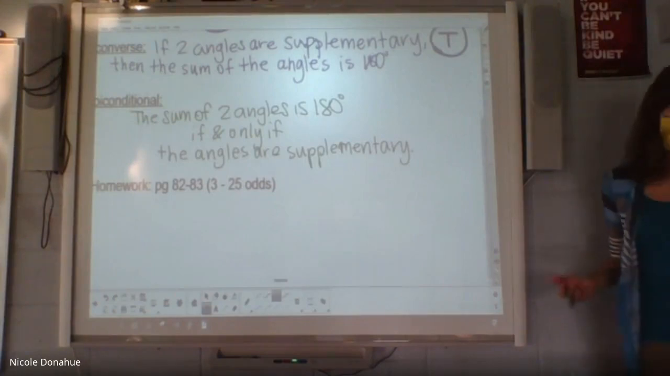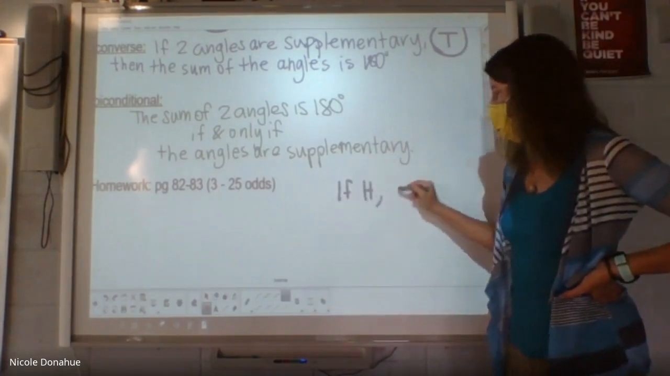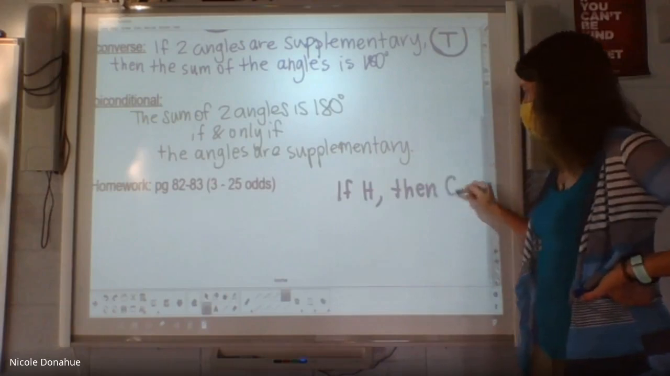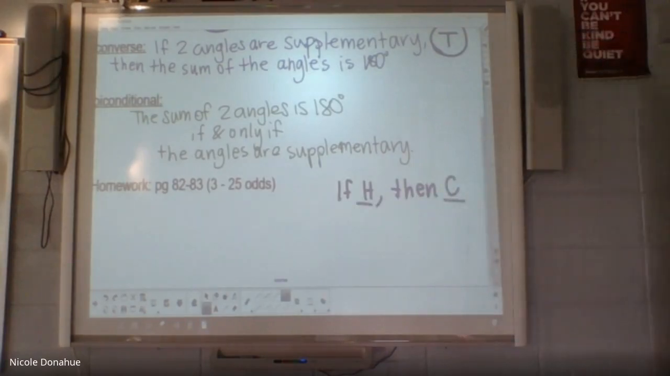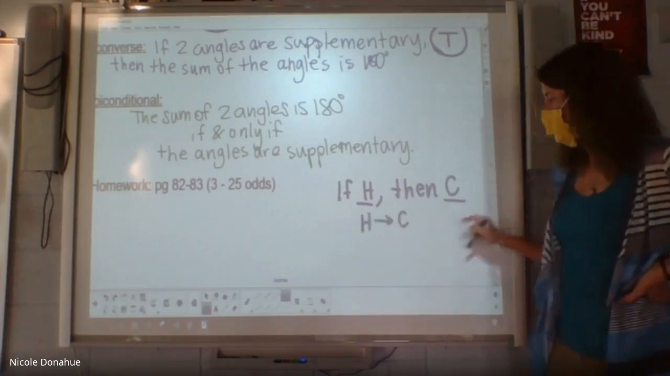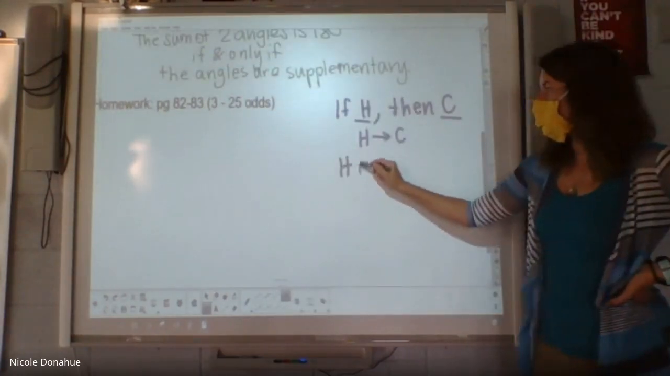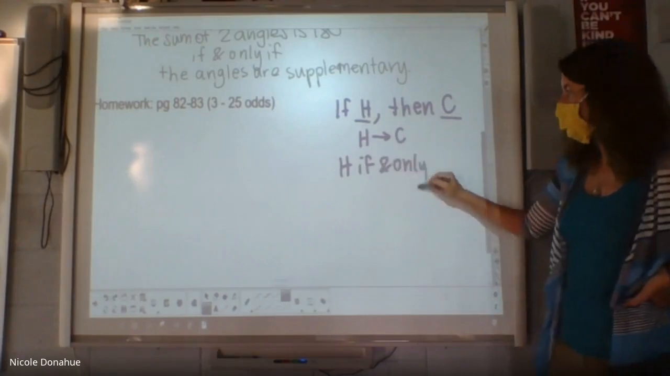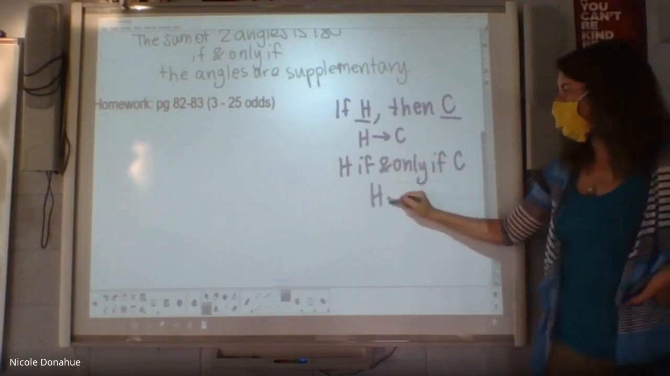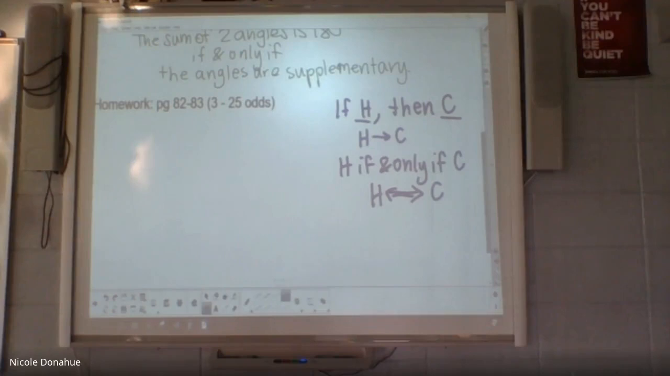So the best way to show this, I think: if hypothesis, then conclusion. So if H, then C. So H implies C. What the if and only if does is we can do H if and only if C. So it's basically saying this goes both ways. So the arrow can go either way. They kind of imply each other. Any questions there at all?